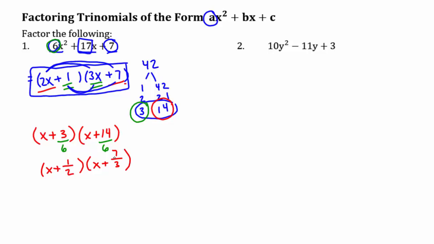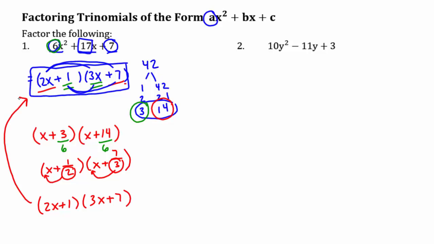Now, if you're left with fractions in here, we're going to get rid of those fractions by grabbing this 2 and placing it in front of the x, and grabbing this 3 and placing it in front of that x. So you'll get 2x plus 1 times 3x plus 7. As you see, this is the same answer as we obtained up above. So there are different methods on how to factor these things.